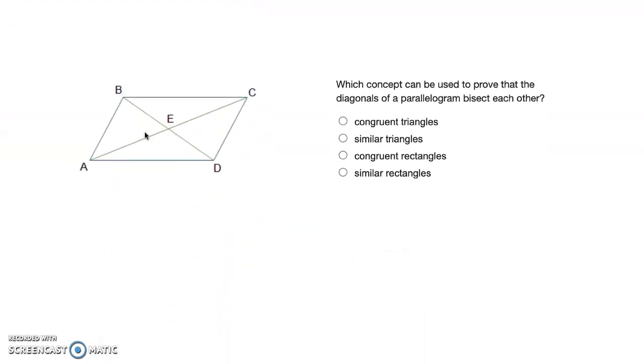And which concept can be used to prove that the diagonals of a parallelogram bisect each other? So when we're talking about, if we want to show that they bisect each other, we want to show that those are congruent and those are congruent. And so we want to show that these 2 triangles are congruent. Similar triangles aren't going to do it for us, and rectangles we haven't even talked about, those kind of things. So congruent triangles is the concept that we use to prove that diagonals bisect each other.